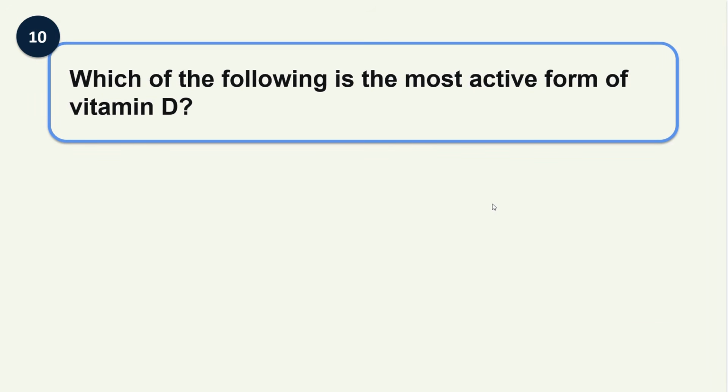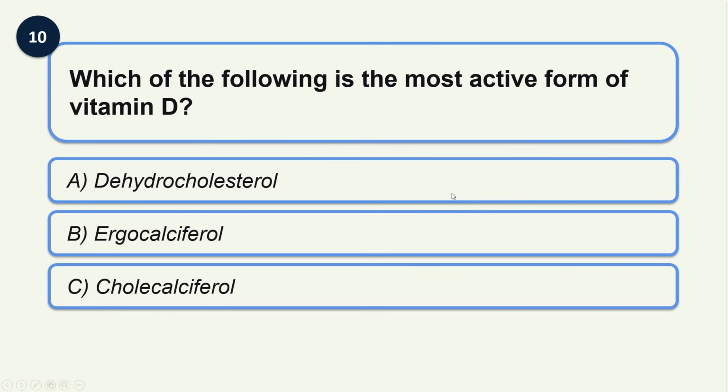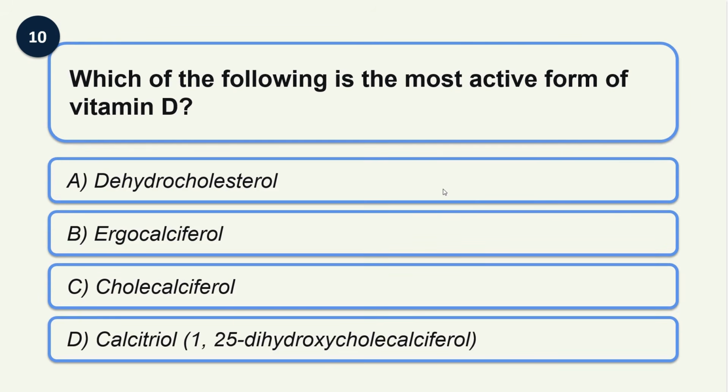Next, which of the following is the most active form of vitamin D? A. Dihydrocholesterol. B. Ergocalciferol. C. Cholecalciferol. And D. Calcitriol, which is 1,25-dihydroxycholecalciferol. The correct answer is calcitriol.